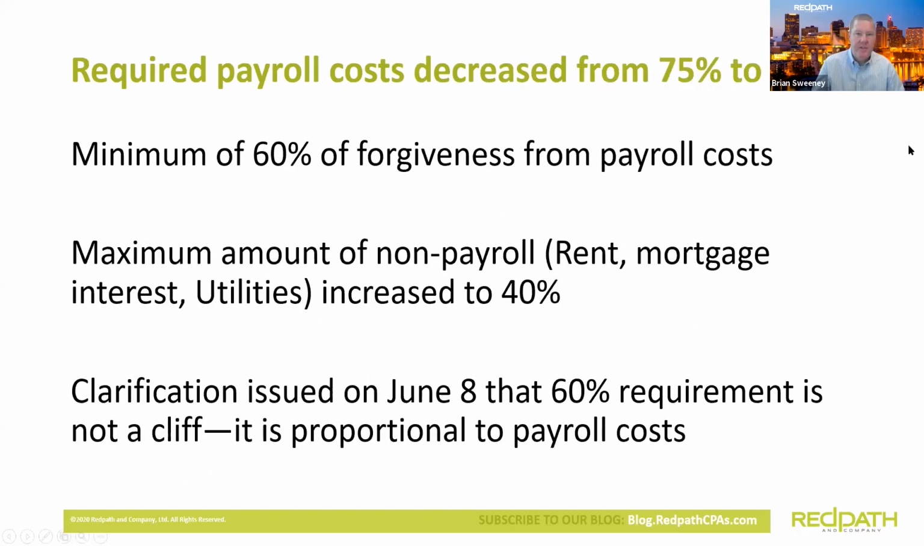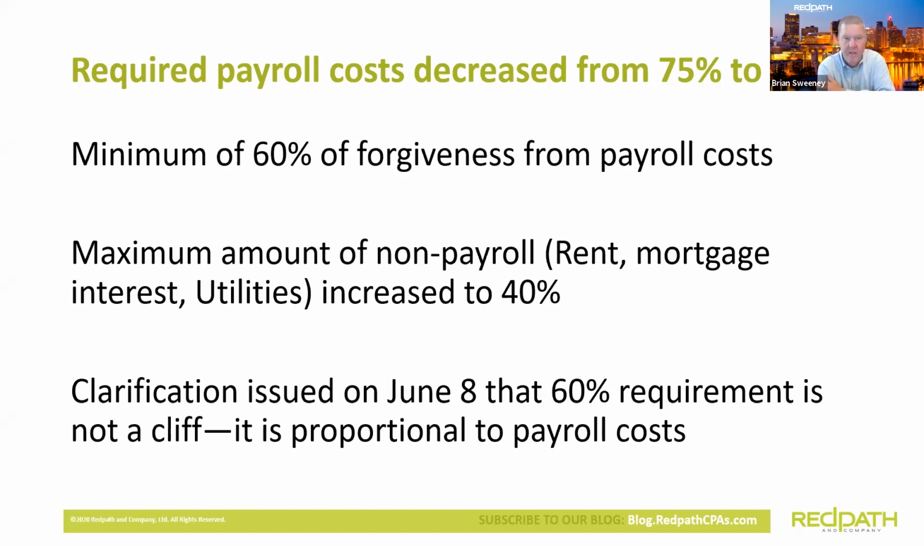Okay, the next change that the Flexibility Act provided was, I'm sure you all recall the 75%, 25% test for forgiveness, where payroll costs had to be 75%. In the Flexibility Act, that was changed to 60%. So for forgiveness purposes, a minimum of 60% of forgiveness has to come from payroll costs. And then obviously a maximum of 40% would come from non-payroll costs, so the rent cost, mortgage interest, and qualifying utilities. Just one quick clarification, and then we'll go back up to the other one.